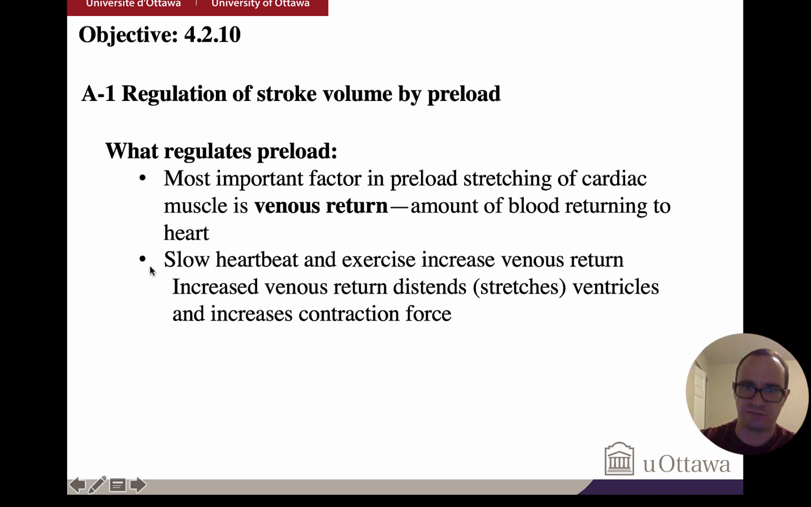And so this venous return itself can be regulated as well. And so if you exercise more, for example, you're going to get increased return and your cardiac output can go up. Okay. And if you look back at the equation, that should make some sense.